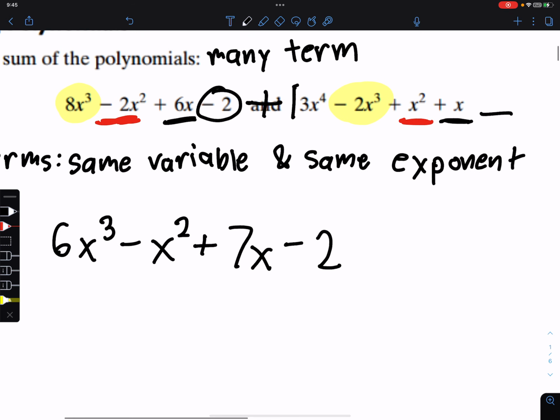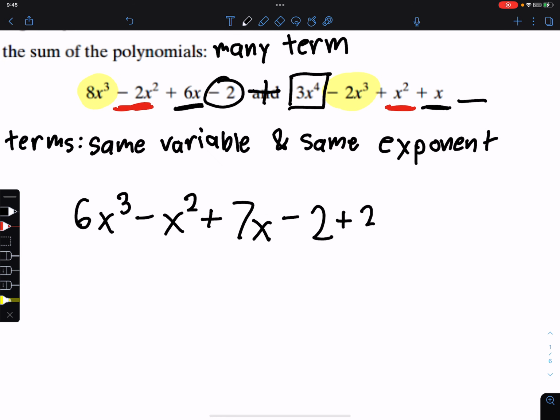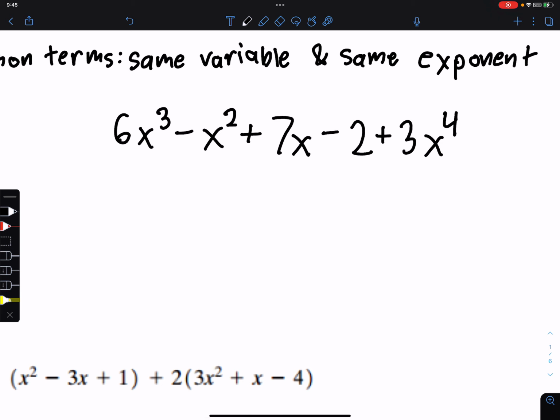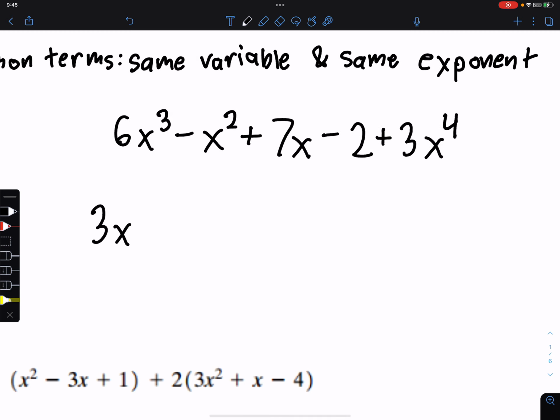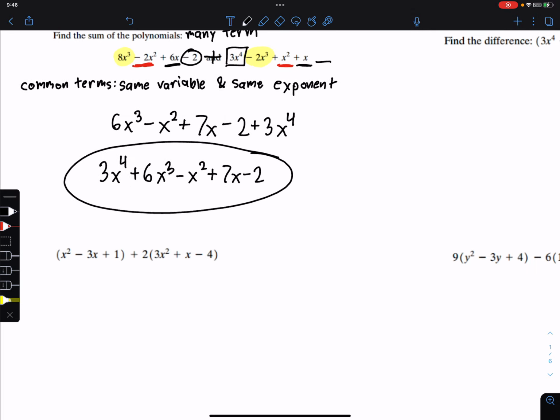And then one term we didn't use is the 3x to the 4th. So we just leave that. So 3x to the 4th. Now if you circle this answer, this isn't wrong, but mathematicians like to write the x's in descending exponent value. So they put the highest exponent of x first, and then they write it in descending order. And so this is the answer you'll see on an answer key. Okay, let's keep on going.